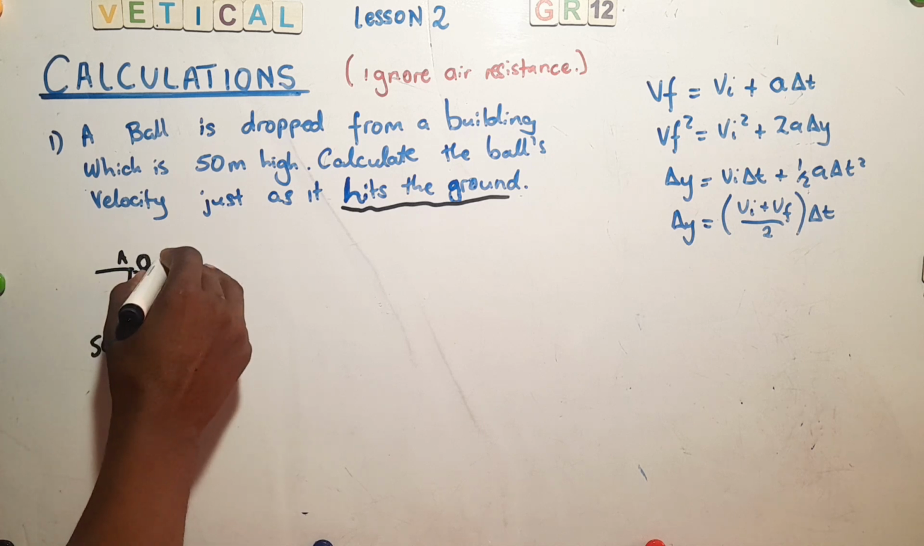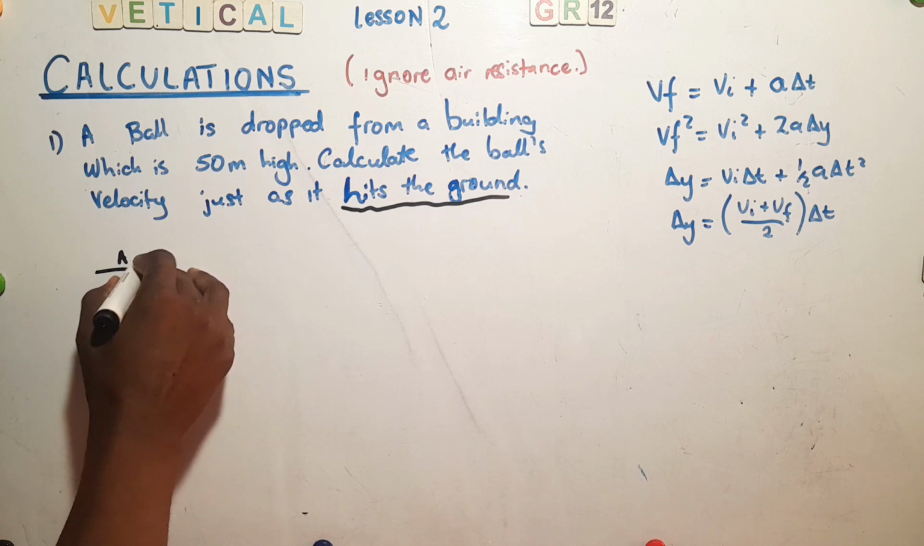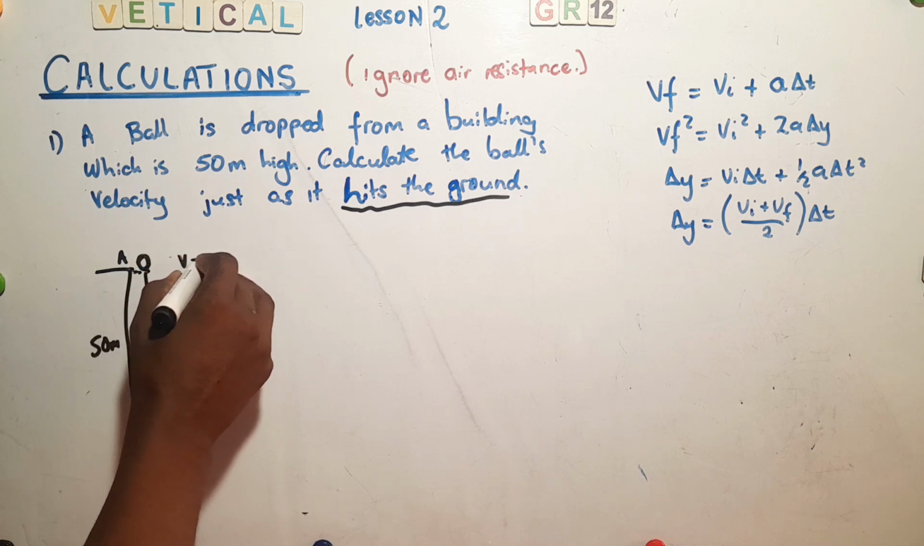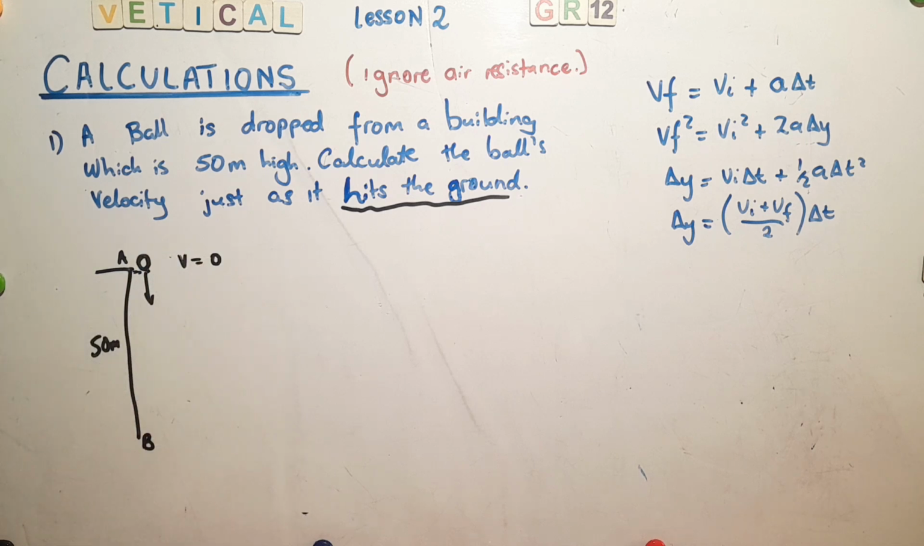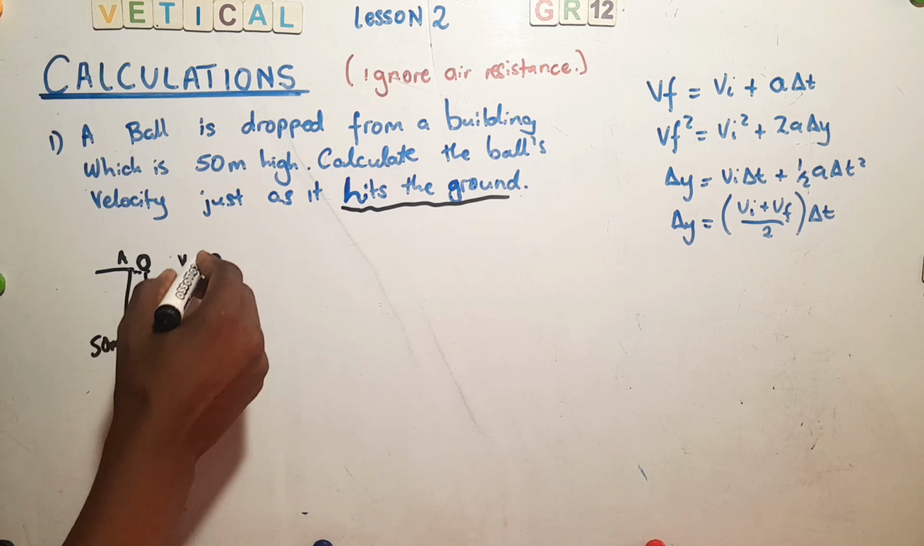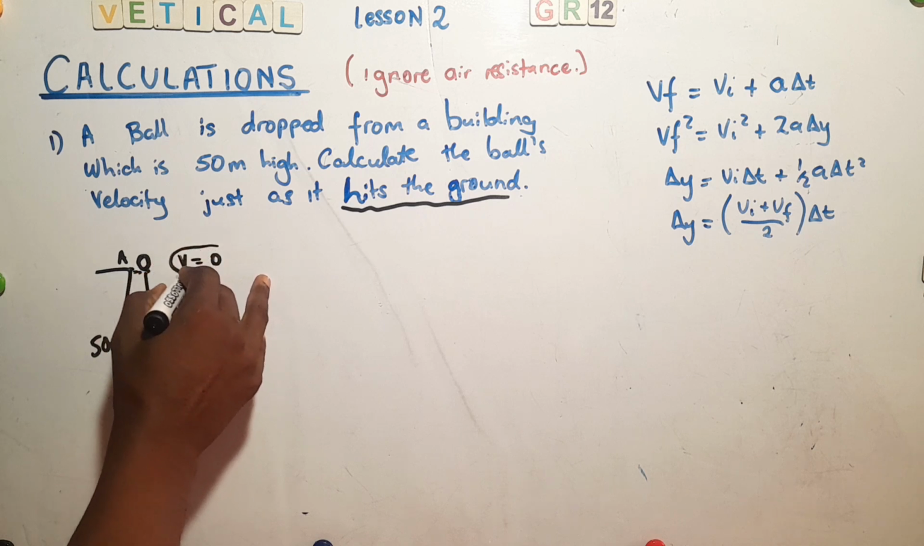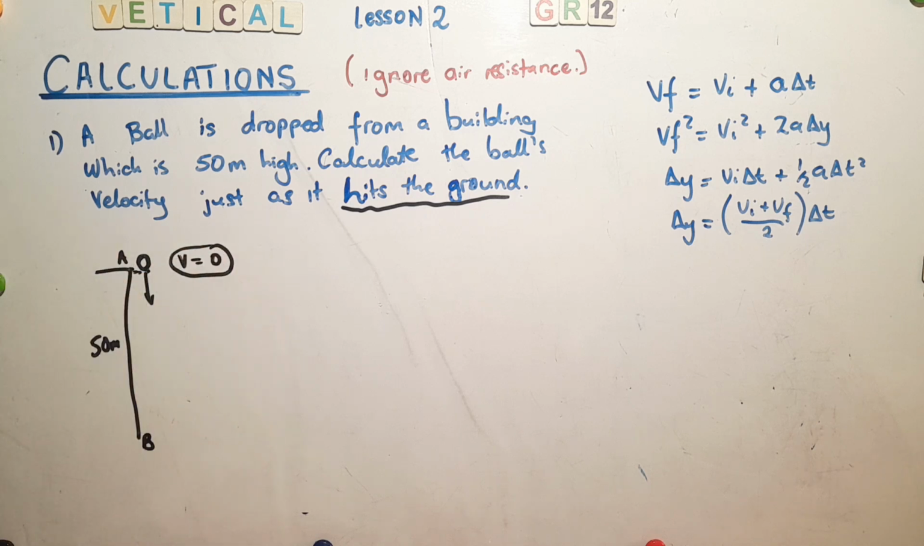So the initial velocity, or the velocity at point A, is equal to 0, since we said if anything is dropped or released, its velocity is 0. If you haven't watched this, please go back to lesson 1 on vertical projectile, and you can watch all the important stuff that can help you to do the calculations.